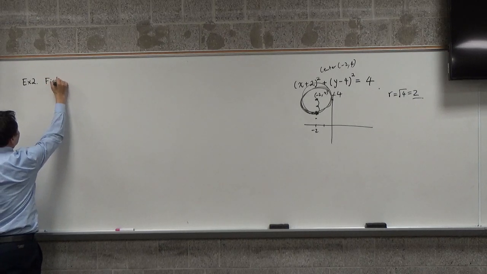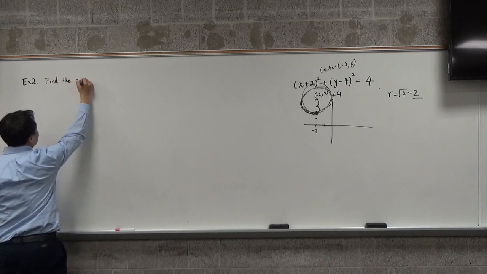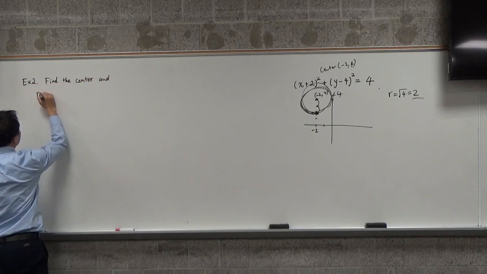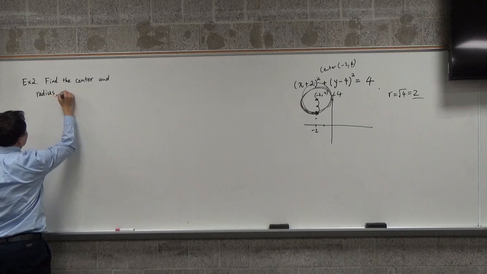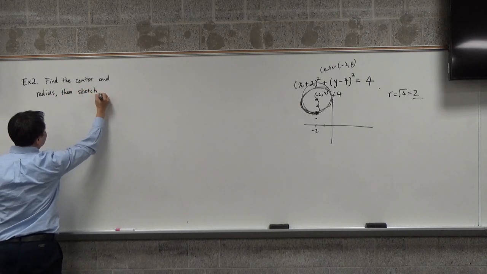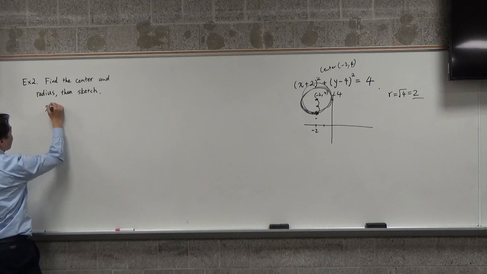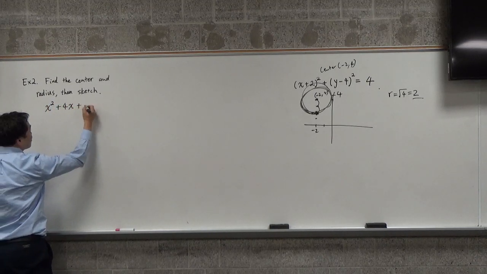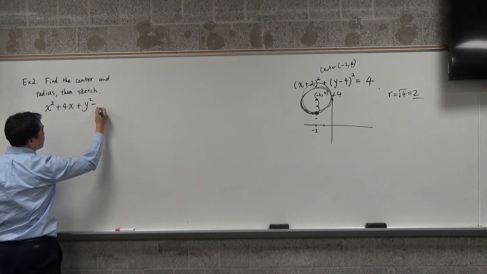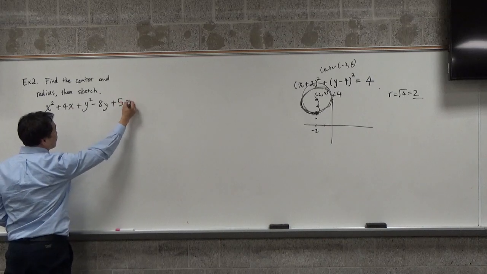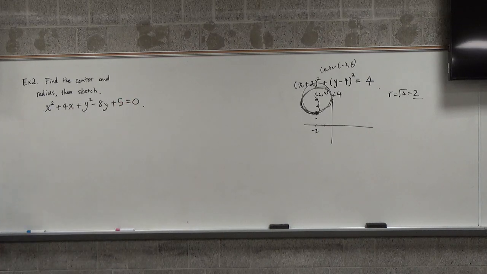Find the center and radius. Then sketch. The equation is x squared plus 4x plus y squared minus 8y plus 5 equal to 0. Suppose you have such a thing.